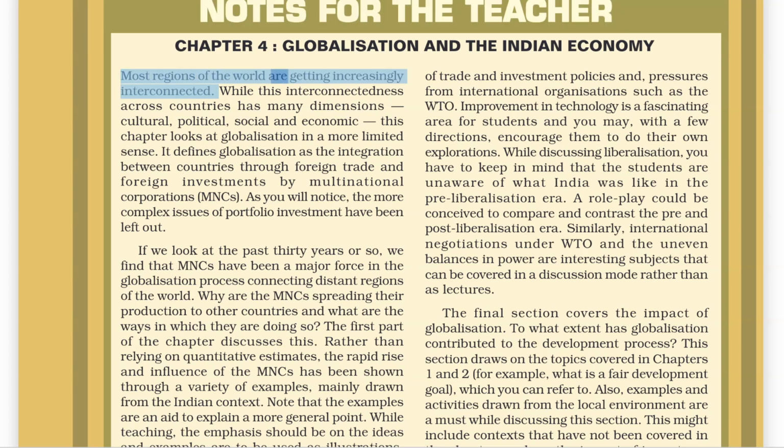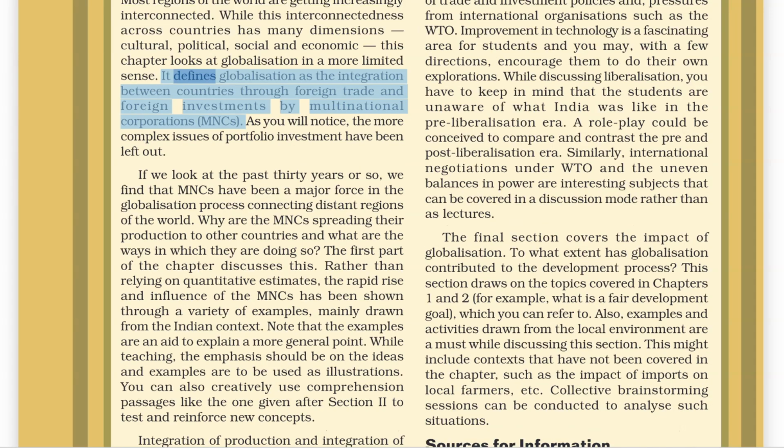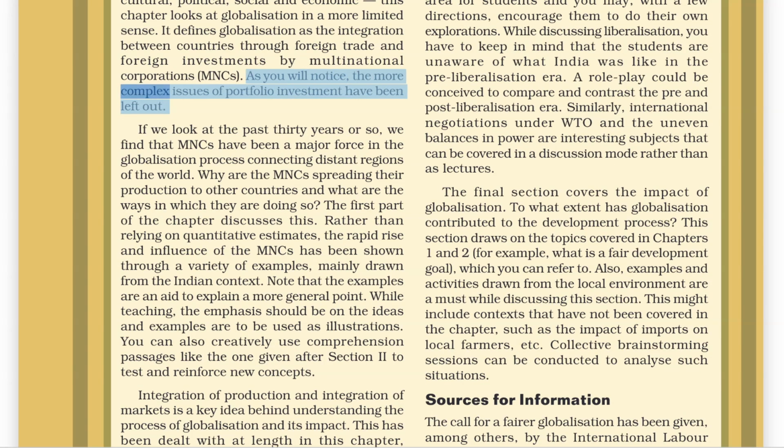Most regions of the world are getting increasingly interconnected. While this interconnectedness across countries has many dimensions, cultural, political, social, and economic, this chapter looks at globalization in a more limited sense. It defines globalization as the integration between countries through foreign trade and foreign investments by multinational corporations, MNCs. As you will notice, the more complex issues of portfolio investment have been left out.